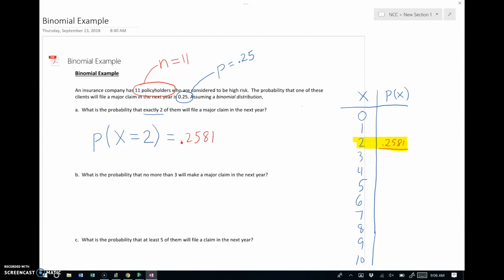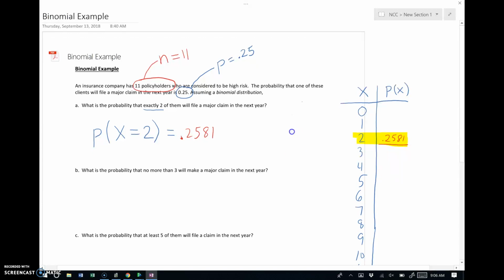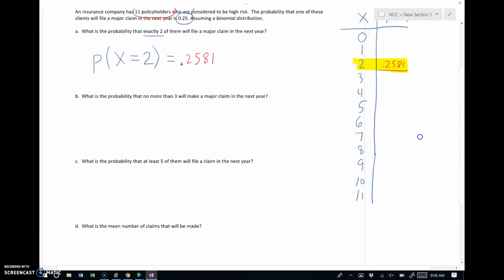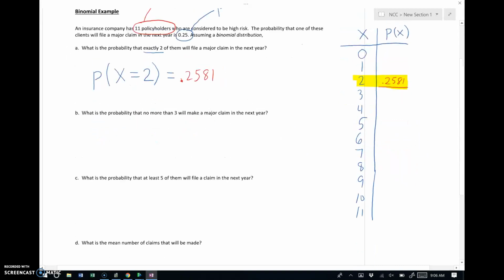There's no escaping them. All right, so let's give a look at letter B. And by the way, if you want, we could work all these probabilities. Every one of these probabilities would be worked exactly the same way in this table. We could work all 12 of them, that would just take us some time.